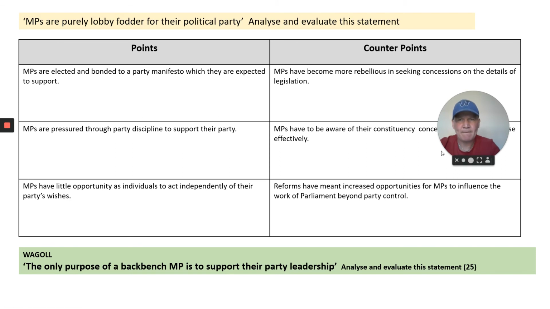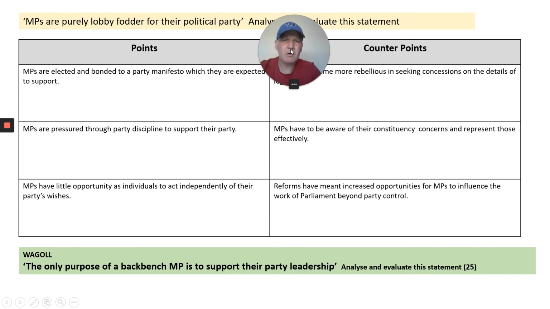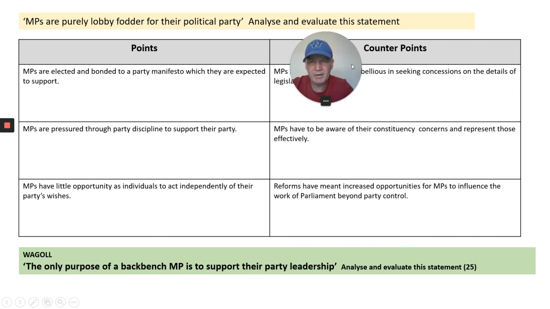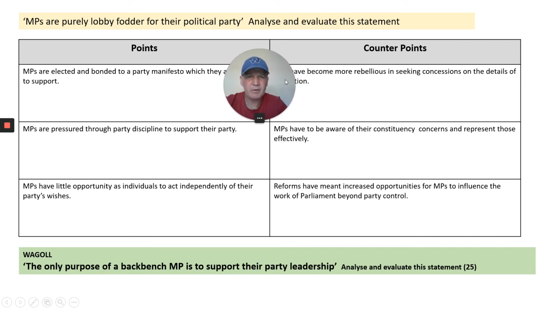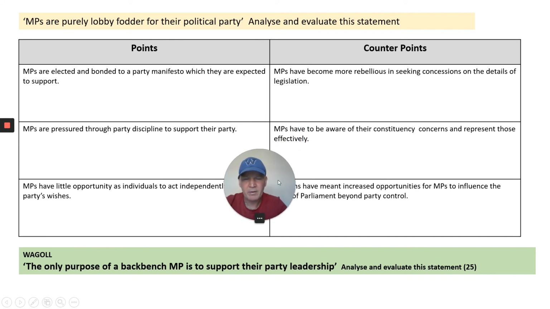Third essay. Here's the grid. MPs are purely lobby fodder. So we're arguing here that essentially MPs lack real control over their destiny and they're really controlled by their political party and what they do. Points in favour of that. Well, the party manifesto locks them in to actually supporting their own party. Secondly, there's the role of the whips and how they impose party discipline. And thirdly, limited opportunities that MPs really have to work beyond what their party wants them to do.